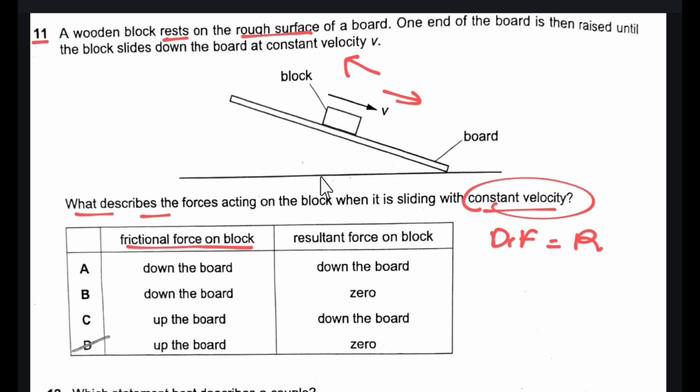Since the block is moving downwards, the frictional force is always upwards. Then the resultant force on the block: since we know that it is moving at a constant velocity, that means the driving force is equal to the resistive force. That means the resultant force is 0. At a constant velocity, the resultant force is equal to mass times acceleration, and since acceleration is 0, the resultant force is 0. So the answer would be D.